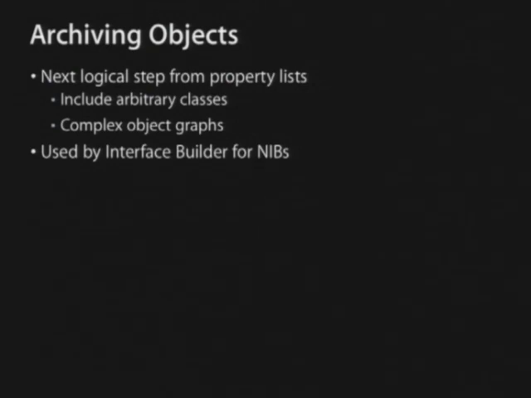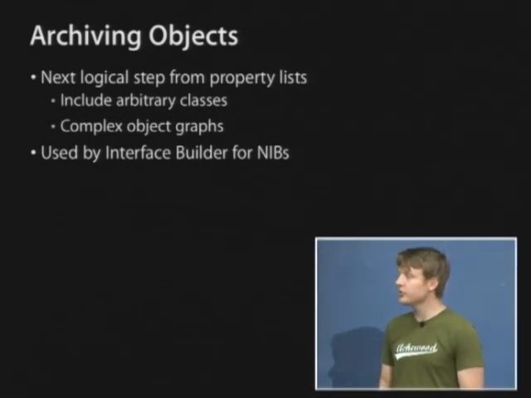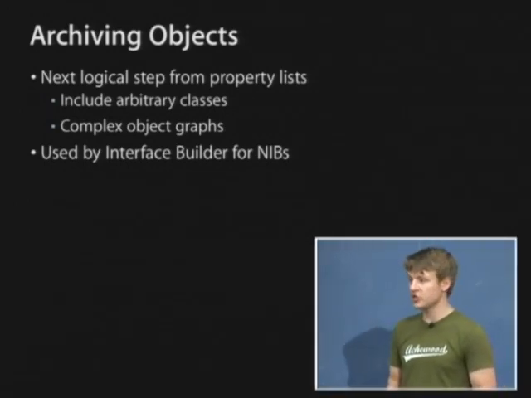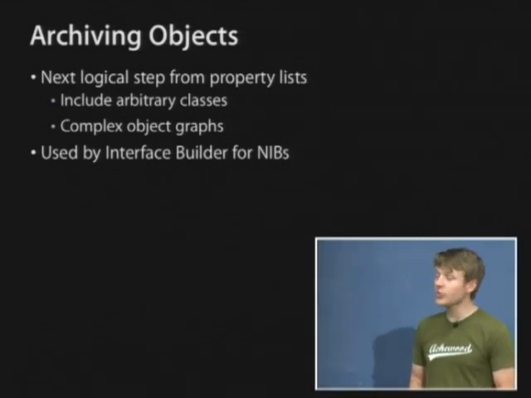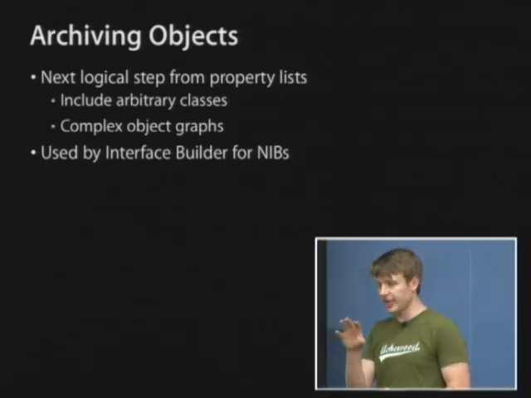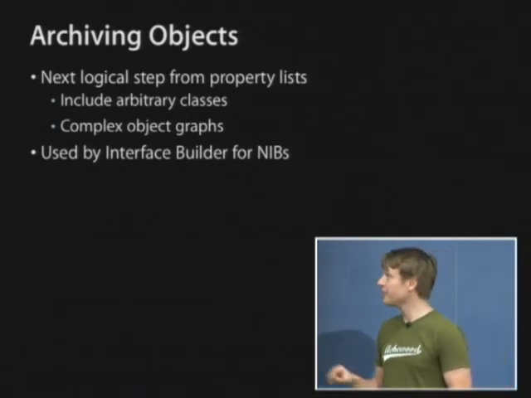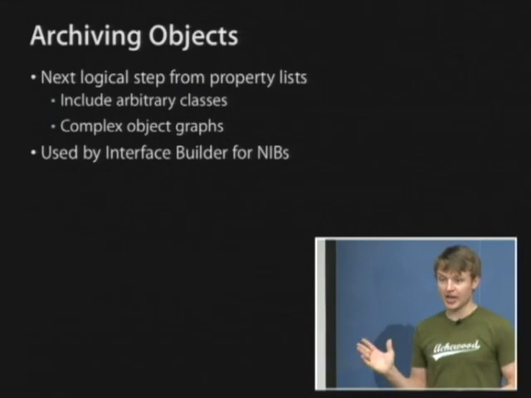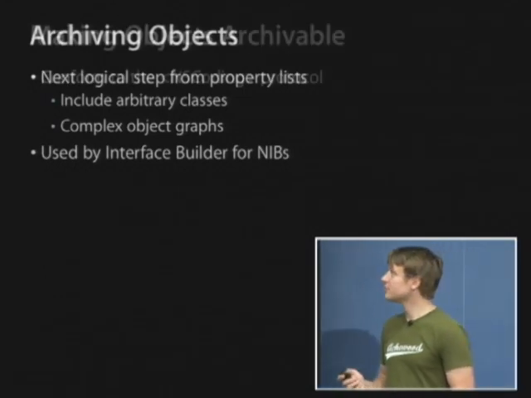You can include any arbitrary classes, some classes you defined that NSPropertyListSerialization doesn't really know anything about. You can also include complex object graphs, so it can maintain relationships between objects. And this, again, in action, is what Interface Builder uses when you're laying interface objects out and then you save that .xib or .nib file. It's actually archiving these objects and then reinstantiating them. So this is what's going on under the hood with Interface Builder.